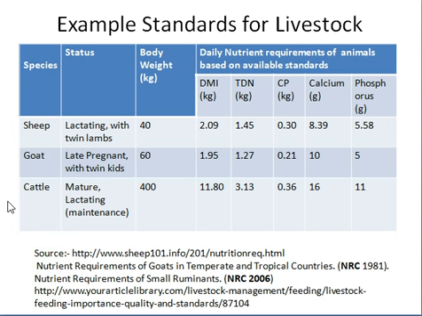And last is cattle. It is a mature cattle and lactating. It is giving milk, but I am here documenting the maintenance requirement. The cow weight is 400 kilograms. She needs 11.8 kilograms of dry matter intake on a daily basis. She needs 3.13 kilograms of TDN. She needs 0.36 kilograms of crude protein. And she also needs 16 grams of calcium and 11 grams of phosphorus.